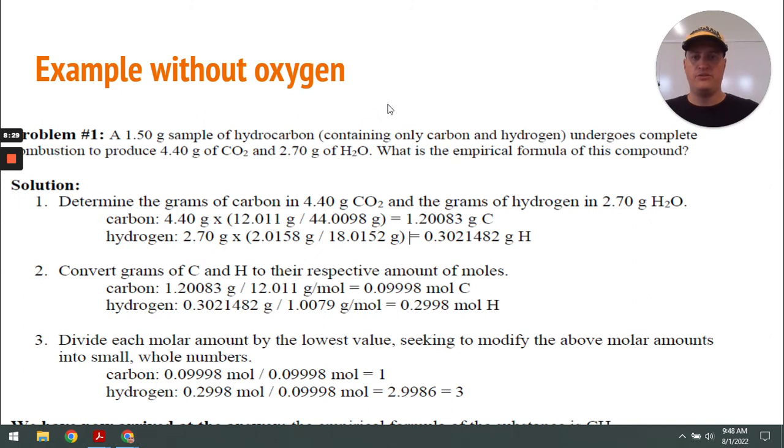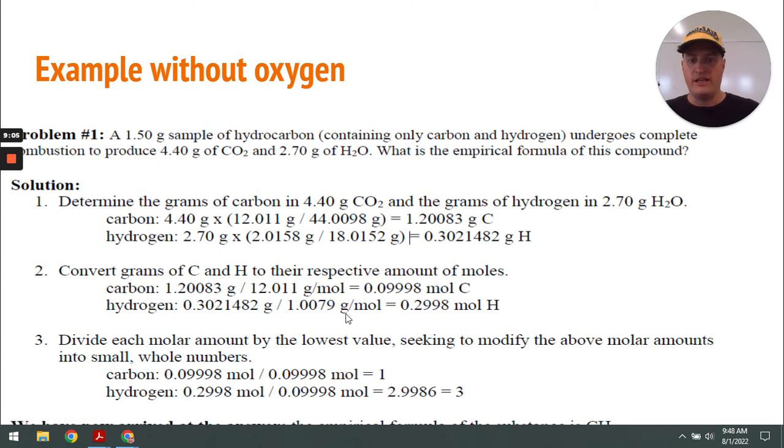So let's look at what a problem would look like here. With problem 1, we have 1.5 grams of some hydrocarbon, meaning hydrogen and carbon only, that undergoes complete combustion to produce this much of these products. What's the empirical formula? We take our grams of each, use our ratios to get so many grams of carbon and hydrogen in our original compound. Take a moment to look: 1.5 grams, 1.5 grams. That makes sense. Conservation of mass is important in chemistry.